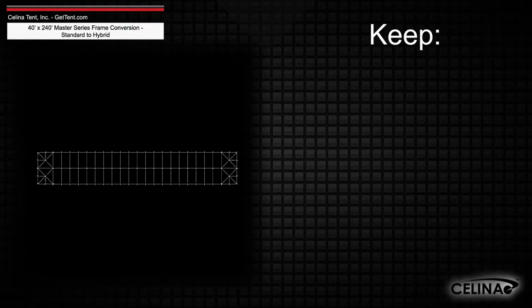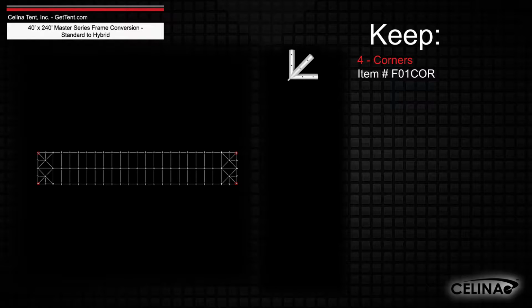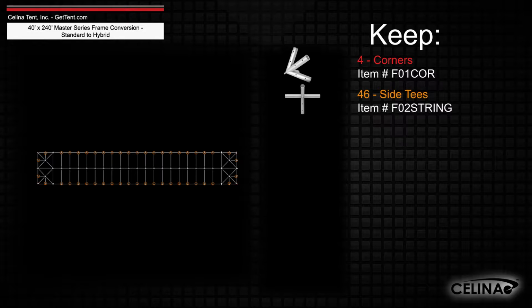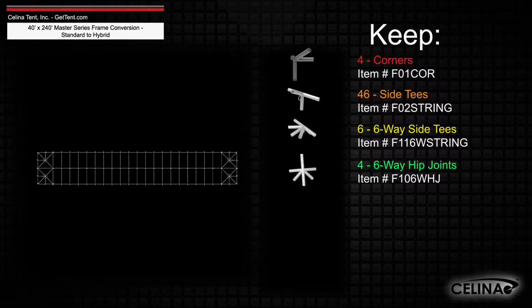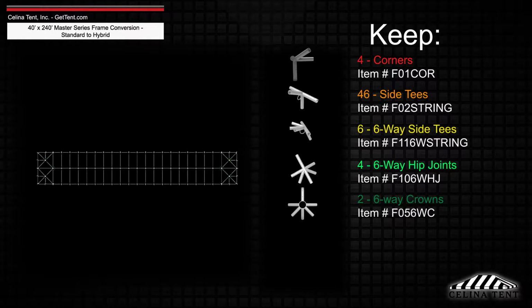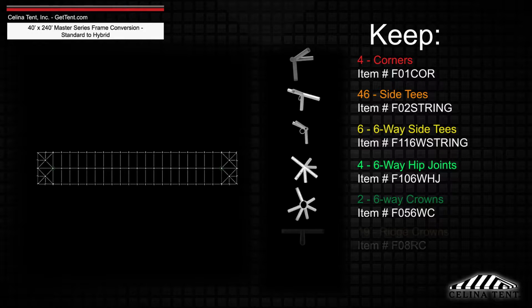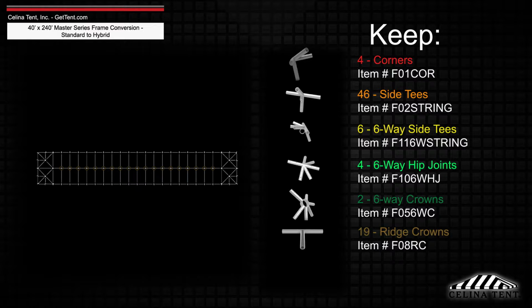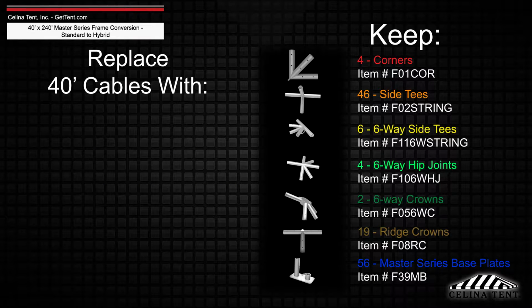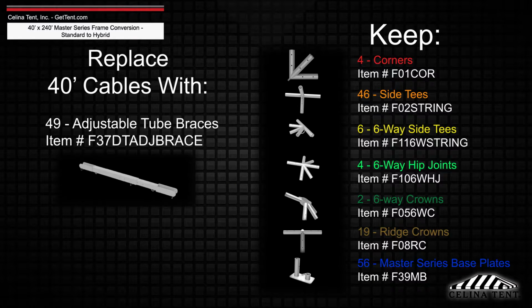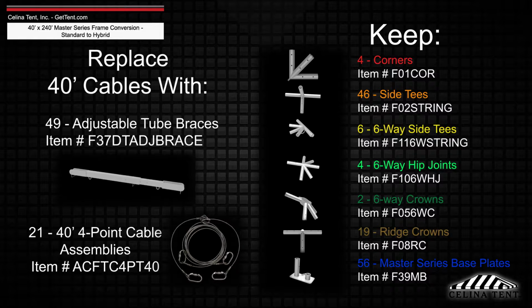The frame fittings will still include 4 corner fittings, 46 side tee fittings, 6 six-way side tee fittings, 4 six-way hip joints, 2 six-way crowns, 19 ridge crowns, and 56 Master Series base plates, while adding 49 adjustable tube braces and 21 40-foot 4-point cable assemblies.